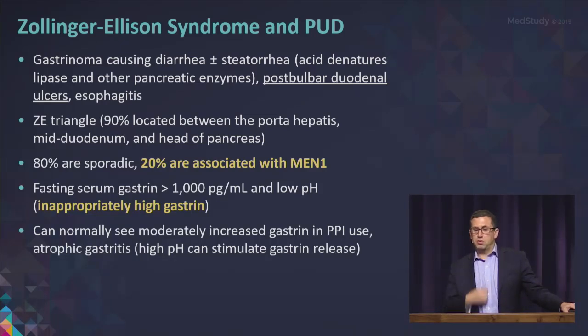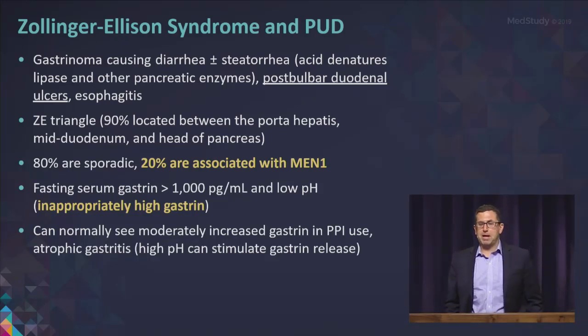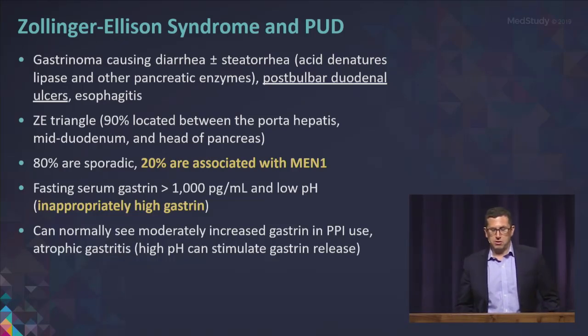The tumors are generally located in the ZE triangle, which is between the porta hepatis, the mid-duodenum, and the head of the pancreas. Most of the gastrinomas are sporadic, but about 20% are associated with MEN1. So you really should be testing patients for this syndrome if you see a gastrinoma.